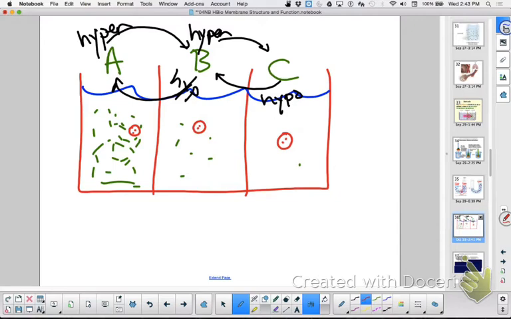Okay? So whisper back and forth with your bio buddy. I want to give you a minute to think about it. Which solution would be hypertonic to the red blood cell, hypotonic to the red blood cell, or isotonic to the red blood cell? Because we're going to label it right here, what it is.